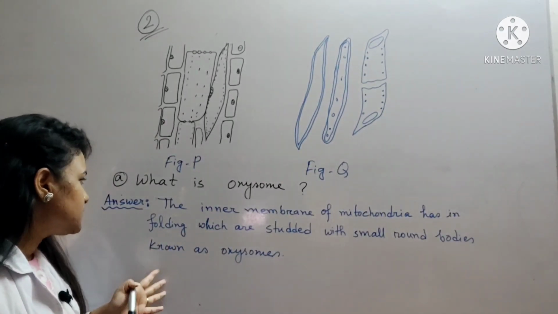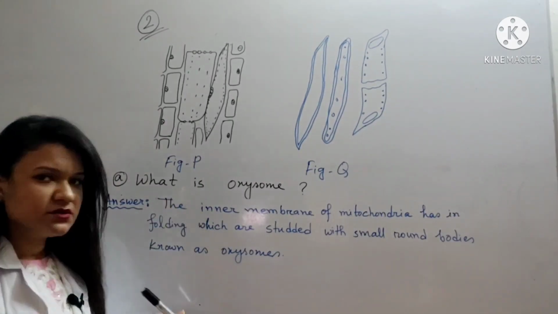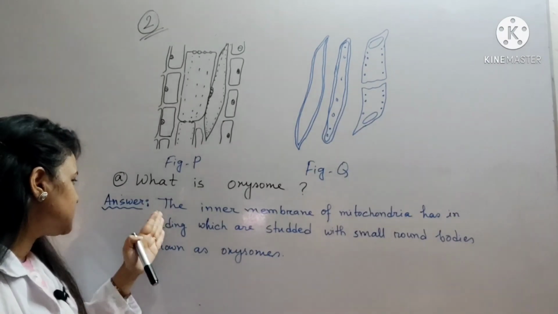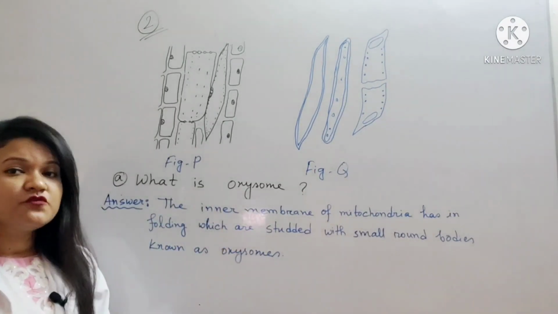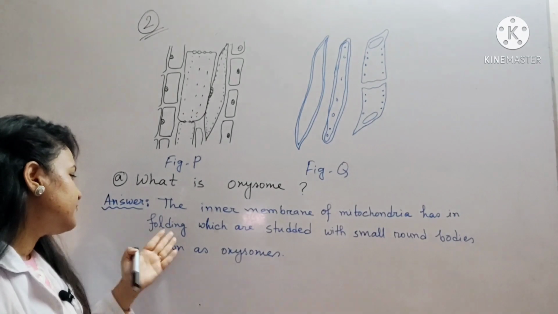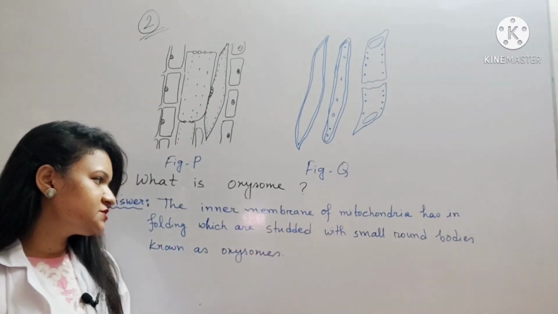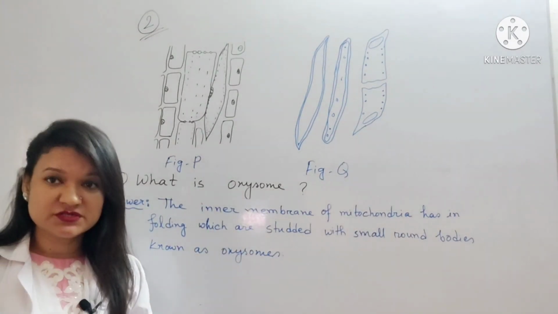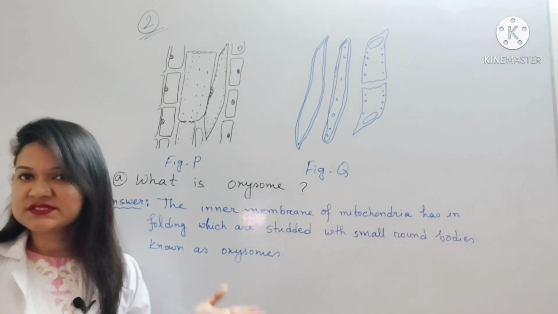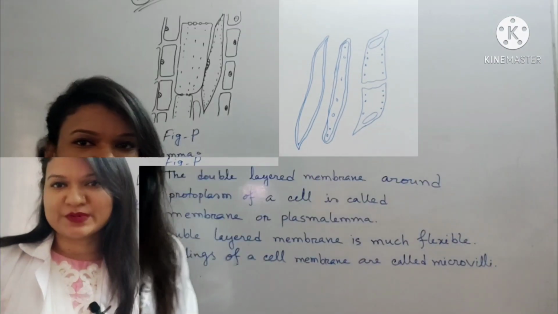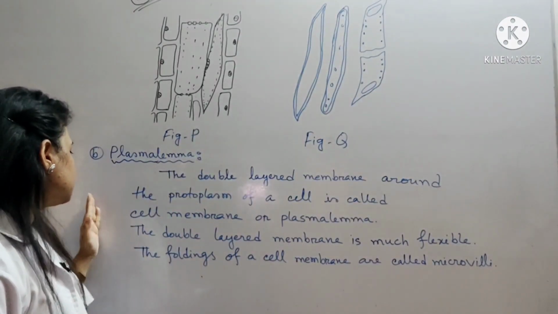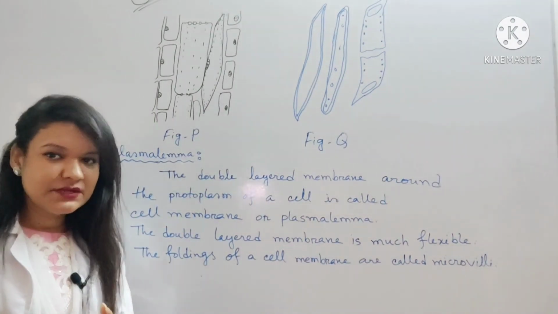So what is oxysome? This is a knowledge based question. What is oxysome? The inner membrane of mitochondria has enfoldings which are studded with small round bodies known as oxysome. If you write this answer, then you will get 1 mark. So this is our comprehensive based question.